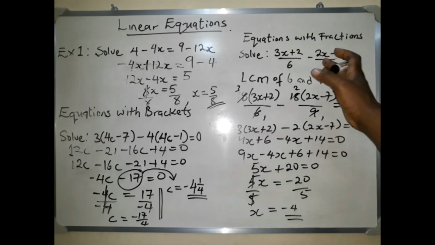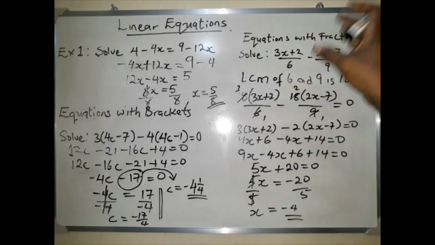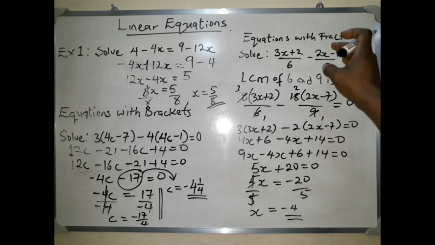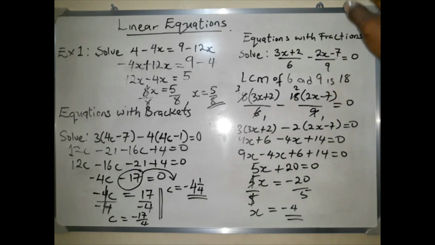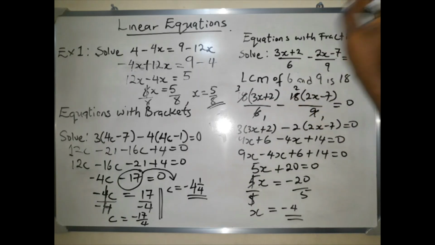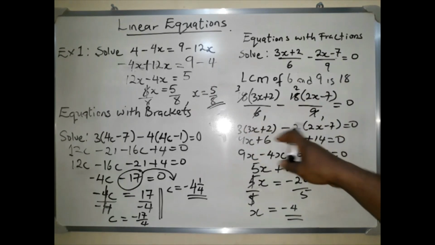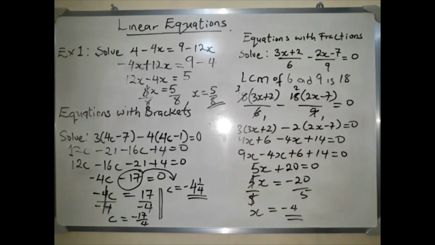So for this equation with fractions, if you're given an equation with fractions, what you need to do is, first of all, remove the fraction by multiplying the LCM of the denominators of each fraction with each of the terms in the equation. And then you go ahead to simplify it by removing the brackets, collecting like terms, and then making sure that you find the value of the unknown. And then you will get your answer.